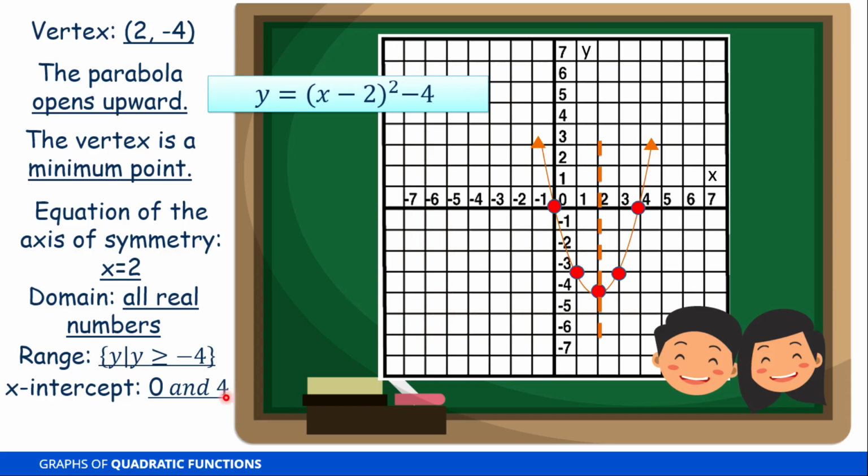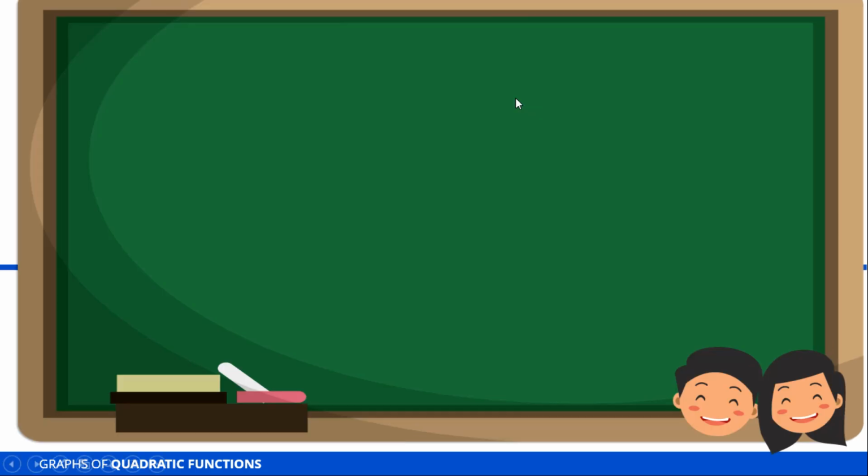Now, yung sa y-intercept naman natin, kung mapapansin natin dito, ang ating parabola ay tumama lamang sa isang point dito sa y-axis, which is 0. So, our y-intercept is 0. Now, para naman sa intercepts, yung ibang paraan ng pag-identify ng intercepts kung wala yung graph, ito ang ating gagawin.